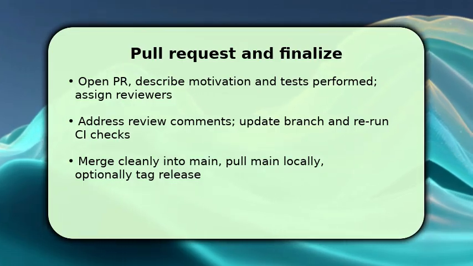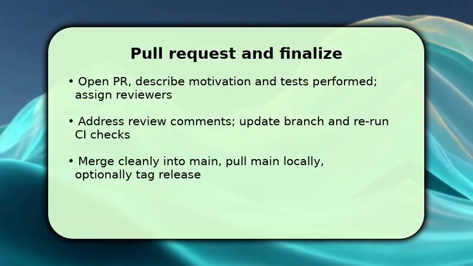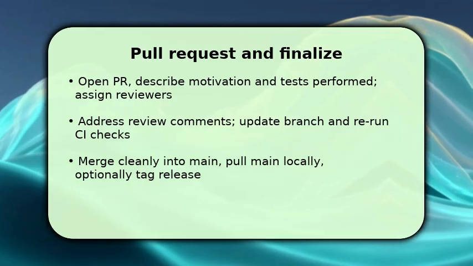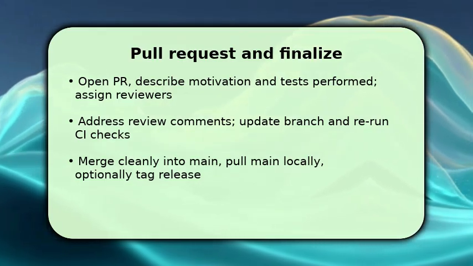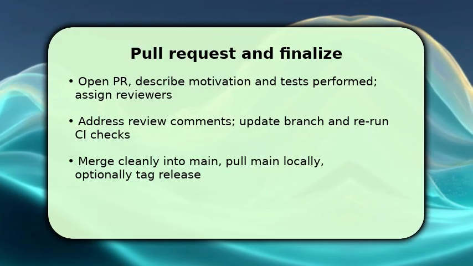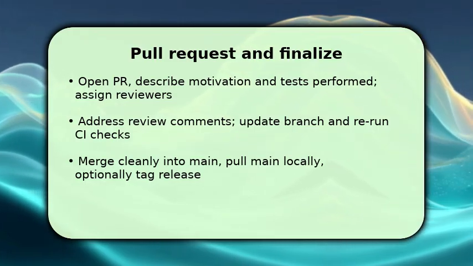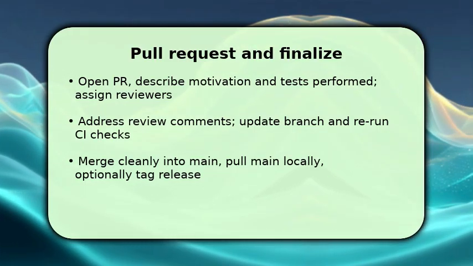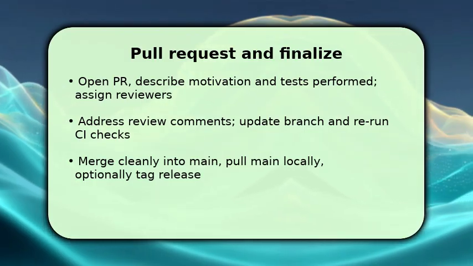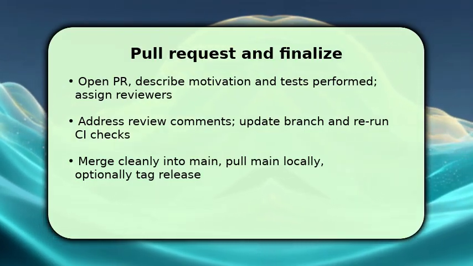After approvals, merge the PR using the repository policy, squash or merge commit, and then pull main locally to keep your machine current. If you need a rollback point, tag the commit. Troubleshooting tip: if you hit merge conflicts, rebase your branch onto main or merge main into your branch and resolve conflicts locally.